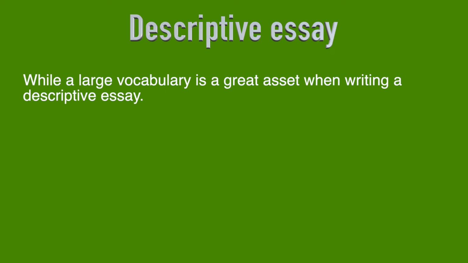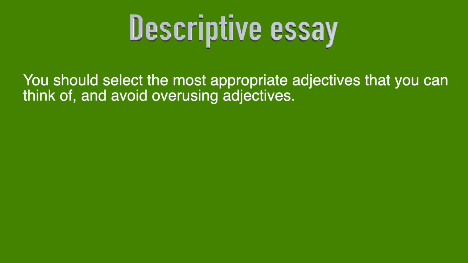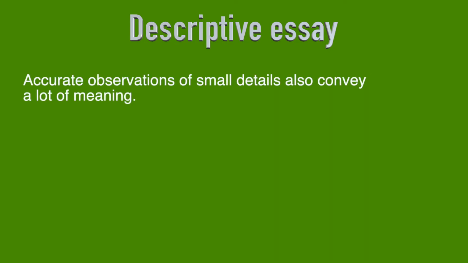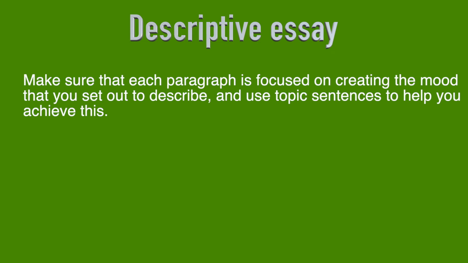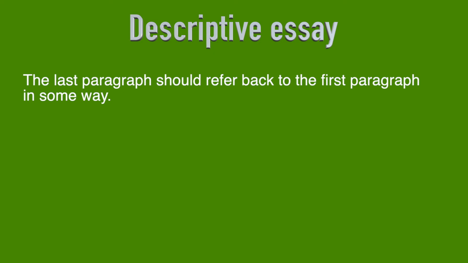While a large vocabulary is a great asset when writing a descriptive essay, you should select the most appropriate adjectives that you can think of and avoid overusing adjectives. Accurate observations of small details also convey a lot of meaning. Make sure that each paragraph is focused on creating the mood that you set out to describe, and use topic sentences to help you achieve this. The last paragraph should refer back to the first paragraph in some way.